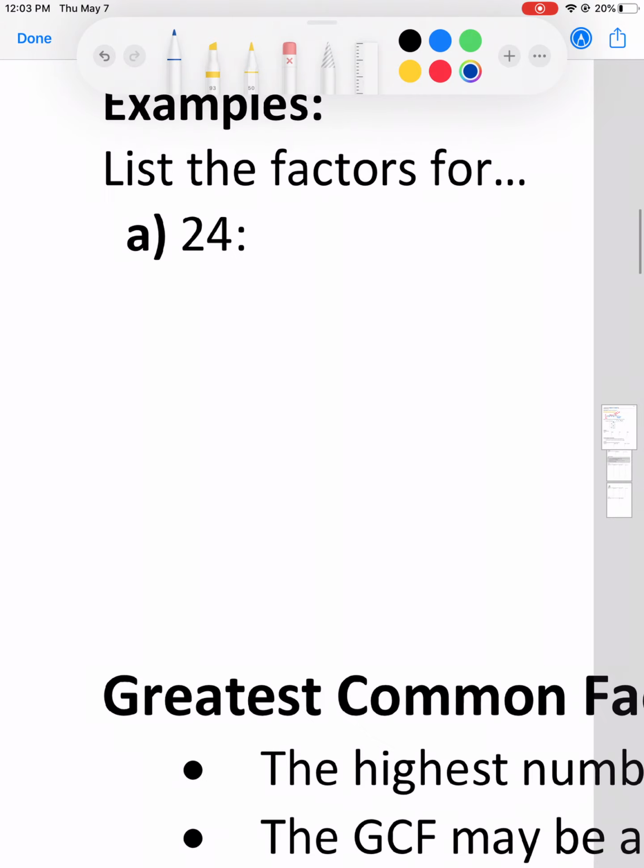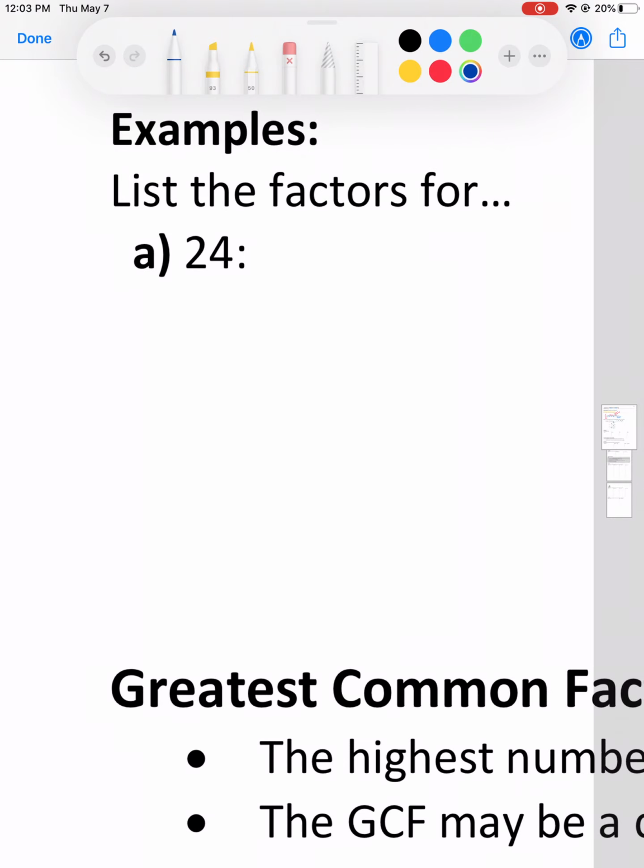List the factors for 24. So let's go through it. Those of you who have pretty strong multiplication skills, this stuff's just going to come faster to you.